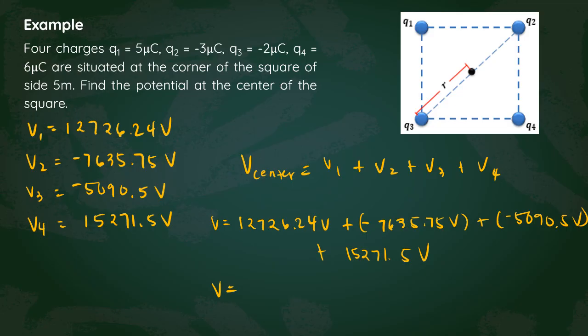So the electric potential at the center of the square will be, let's input that in our calculator: 12726.24 plus negative 7635.75, and then plus negative 5090.5 plus 15271.5. So what is our answer?